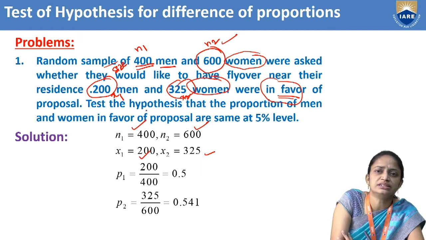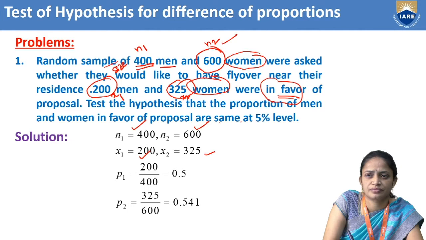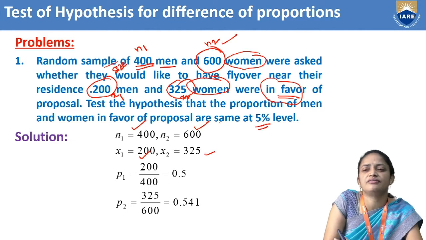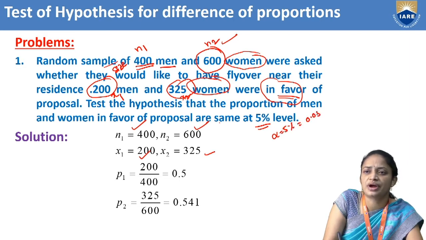Test the hypothesis that the proportion of men and women in favor of the proposal are the same at 5% level of significance. So let us consider alpha equal to 5%, that means alpha is 0.05.